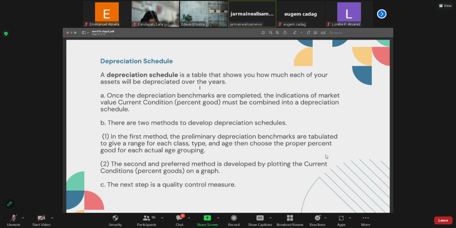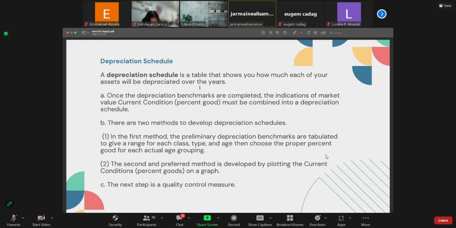The next step is a quality control measure, an appraisal of the sales used in the depreciation study, applying the indicated percent good from the new depreciation schedule. This will give a new appraised value that, when divided by the sale price, provides a ratio comparison between the new appraised value and the sale price.